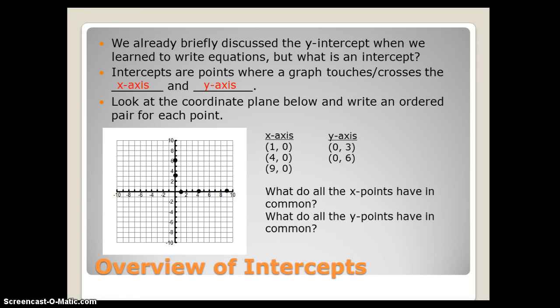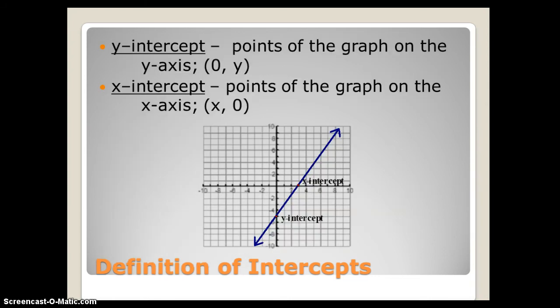What do all the x points have in common, and what do all the y points have in common? Well, the x points have a 0 in the y value. Notice all of them are something, 0. And the y points have a 0 in the x part of the point, or the x value. We're going to use that information now to talk about the intercept.